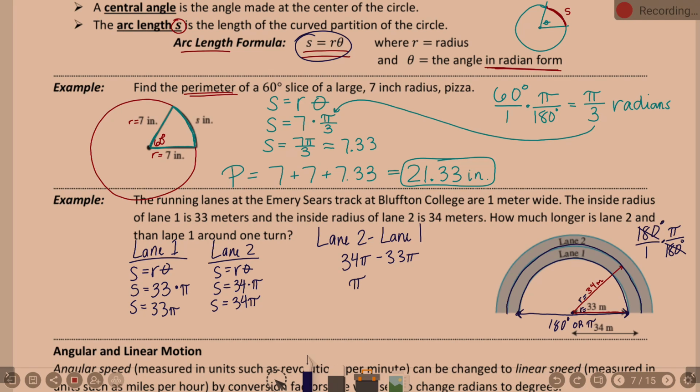What do you guys know about pi? 3.14. So I'm not going to say my answer is pi, because you don't say that a turn is pi longer. It's 3.14 what? Meters. Okay. So that's another use of our arc length formula.